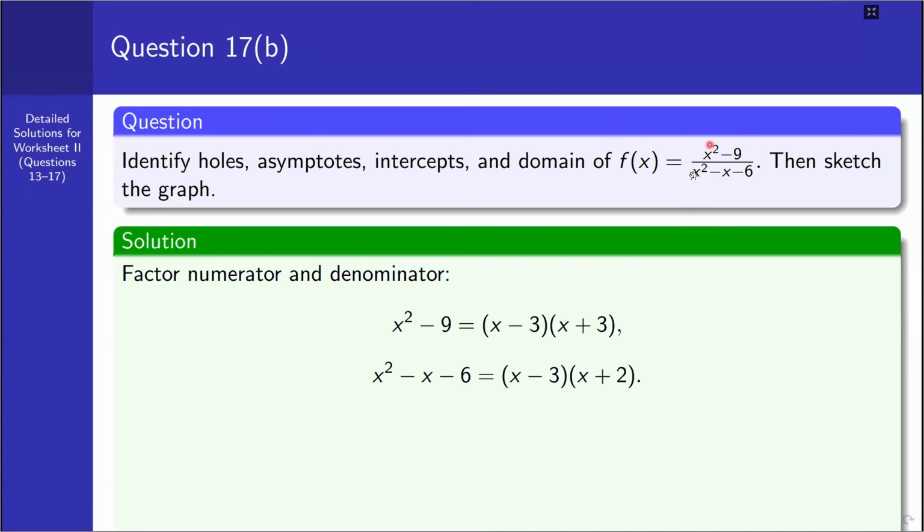When we factorize, first simplifying, we have x square minus 9, which could be factorized as x minus 3 times x plus 3, and the denominator could be x minus 3 times x plus 2, since the two numbers which add to minus 1 and multiply to minus 6 are minus 3 and 2. So, further simplifying, x minus 3 cancels, and we have x plus 3 over x plus 2.